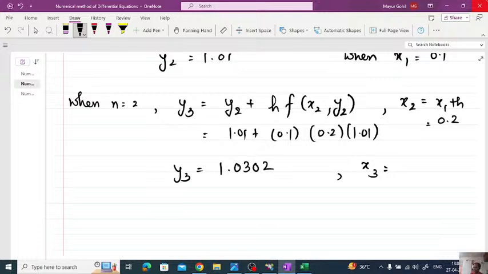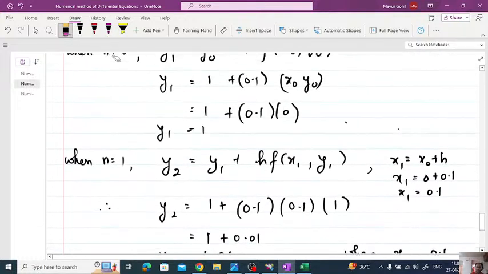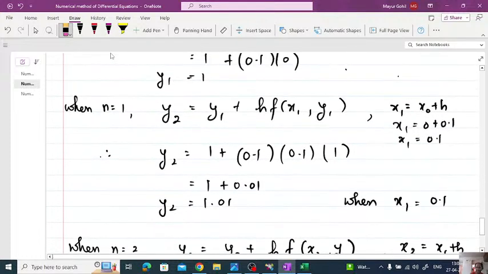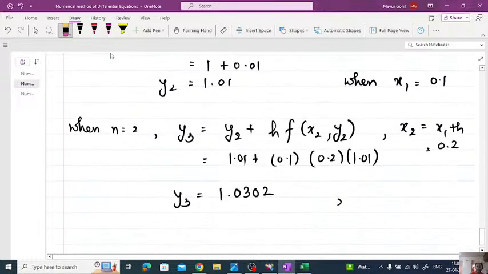करा, बरोबर करा. यर x3. हाँ, so this is now here you have this. Now you go for calculating when n is equals to.